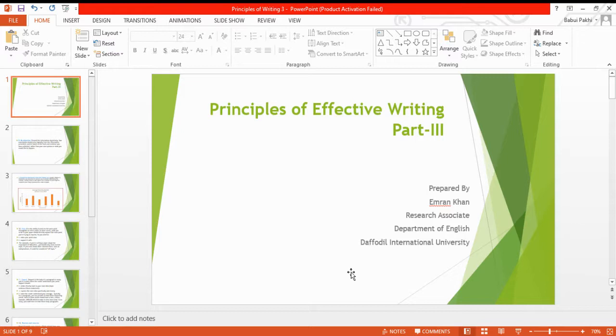It is the last part of Principles of Effective Writing, though the course is basically going to deal with academic English writing. That's why we have to know the principles of effective writing very well. That's why I have designed 3 classes on this topic, and we have already conducted 2 classes, part 1 and part 2. Today we're going to learn the rest of the principles of effective writing.